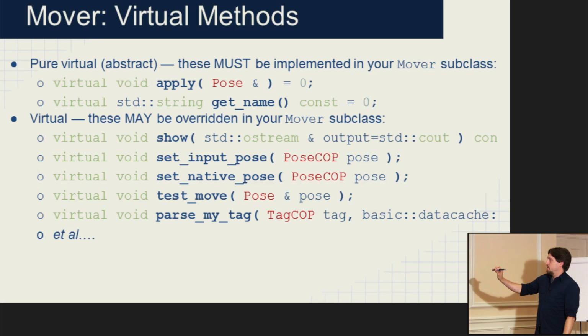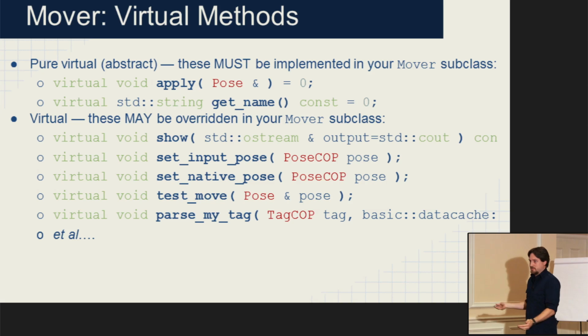Similarly, you don't have to implement parse my tag, but if you don't, nobody can use your mover in Rosetta scripts. So you should definitely go through and implement parse my tag. When you're creating your mover during this next lab, pop open mover.hh and look through these methods and see what you should be implementing or what you shouldn't. But the top two you have to implement.